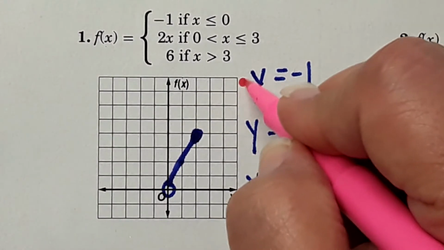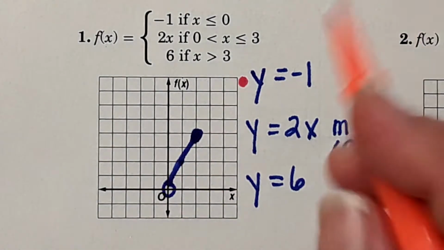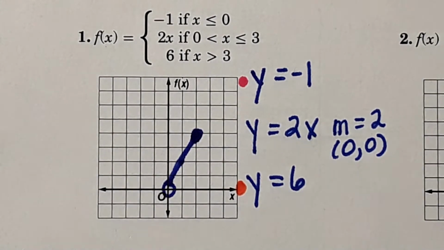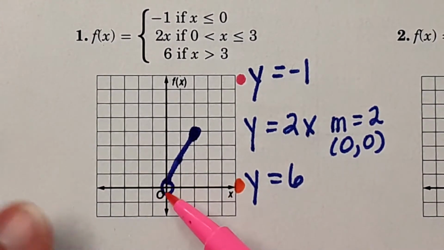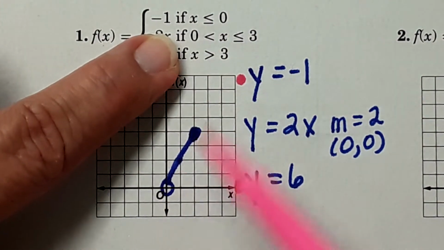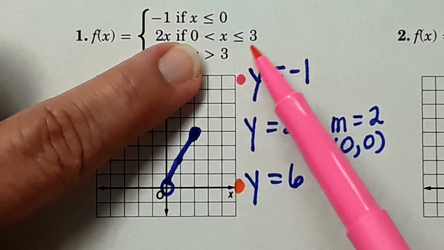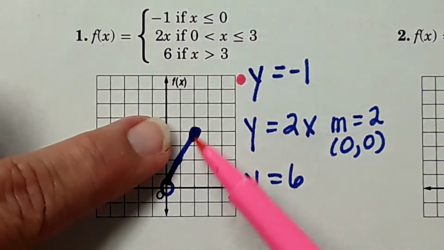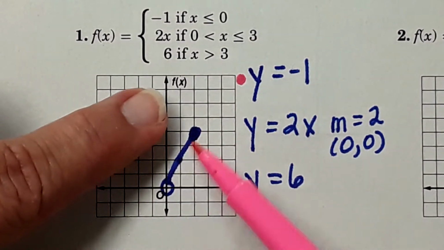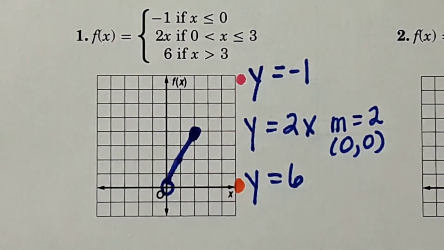I'm going to do this line in pink. I'll do this line in orange. So again, it had an open circle because x did not include 0. And then x is greater than 0 and less than or equal to 3, so I went up to 3. I put a dot. It's a closed dot because it includes 3. So that's the piece of the line that we have.